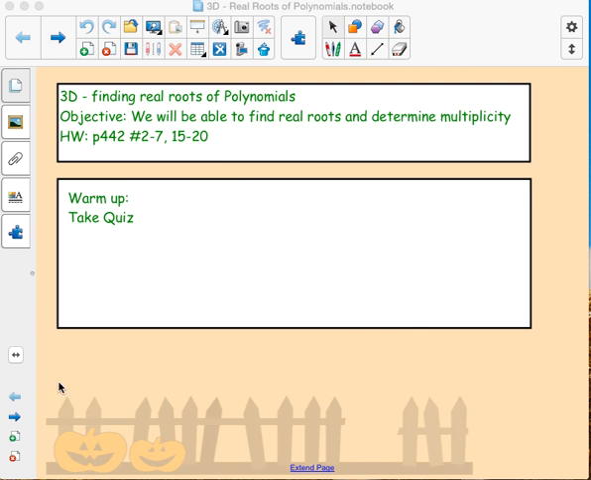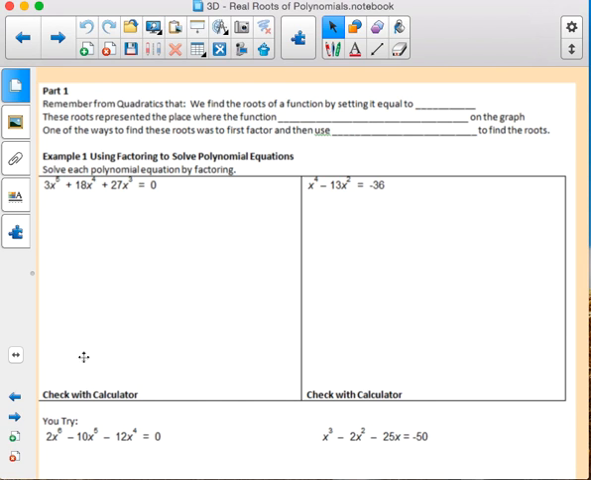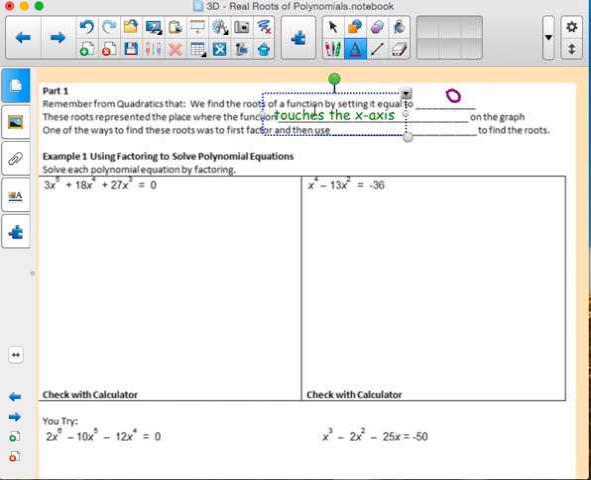All right, so remember from quadratics that we find roots, or solutions, or zeros, these words all mean the same thing, of a function by setting it equal to 0. And these roots represent the place where a function, now a lot of people will say crosses the x-axis here, and the only thing I'm going to say is it's where it touches the x-axis. Now I don't disagree with that, most of the examples you've ever seen show the function crossing the x-axis, but we're going to see some examples where that doesn't always happen.